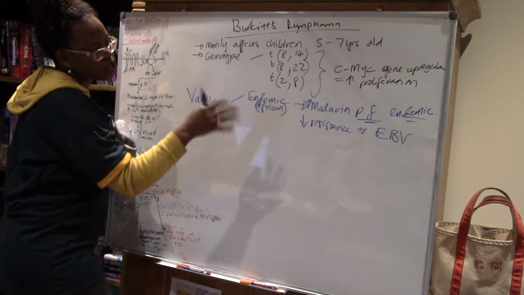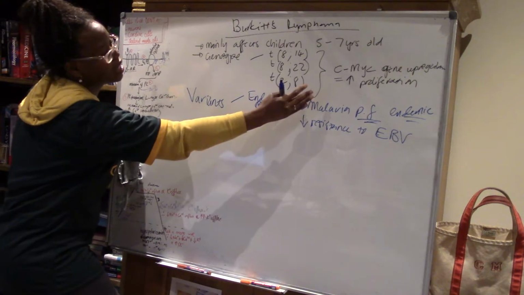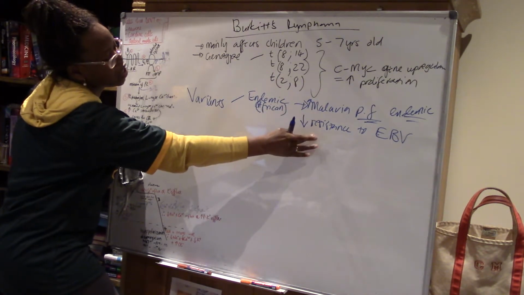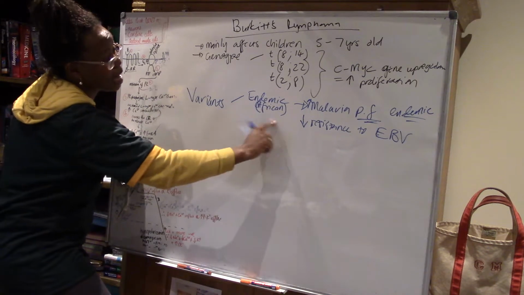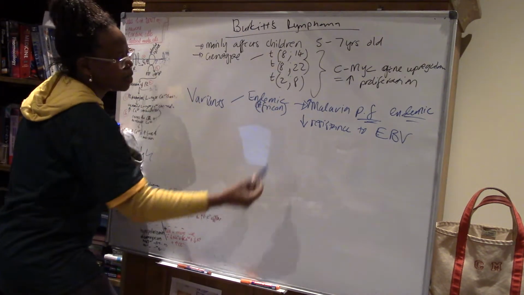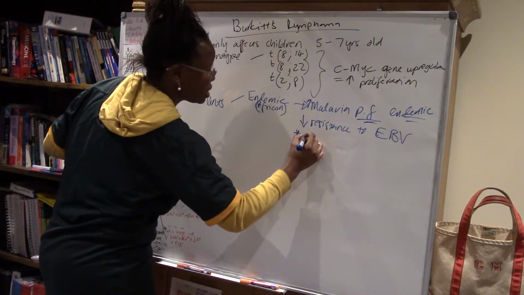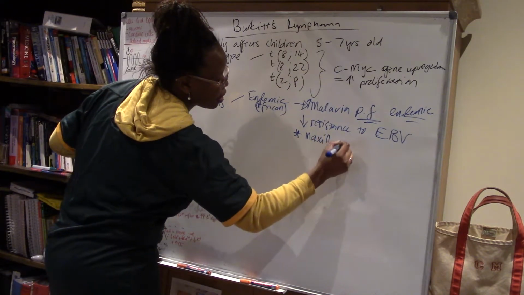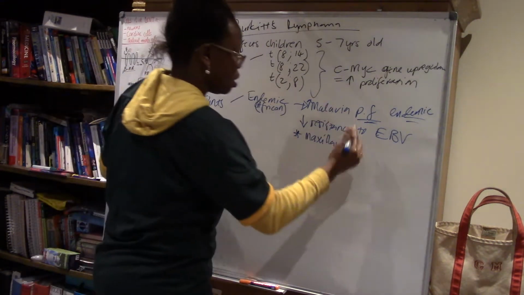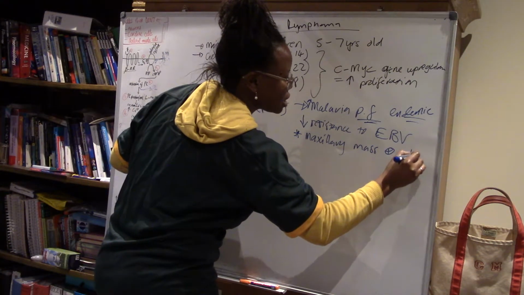But anyway, the high incidence of malaria reduces resistance to EBV, resulting in endemic Burkitt's, and it usually presents with a maxillary mass that also affects the orbit.